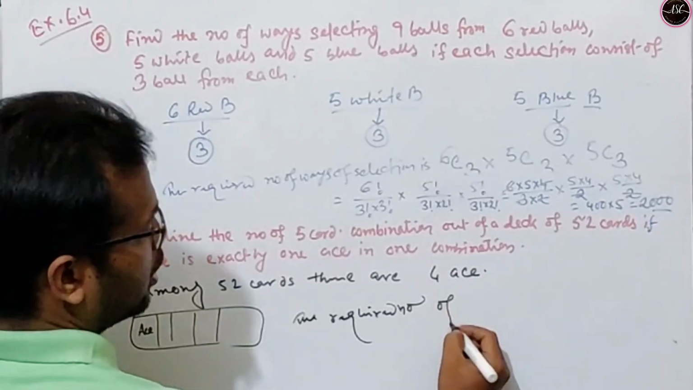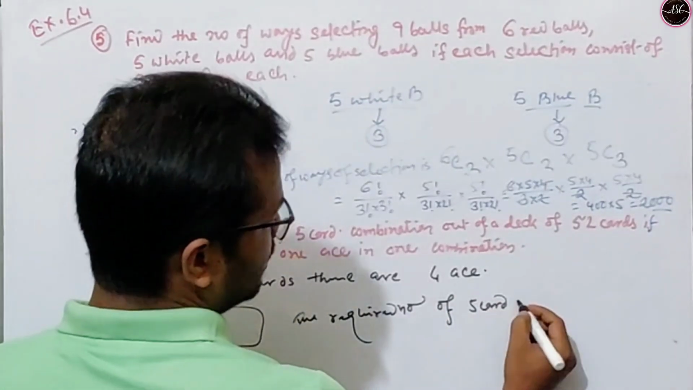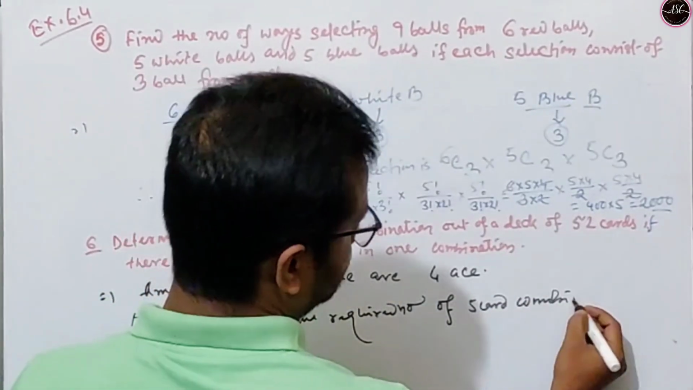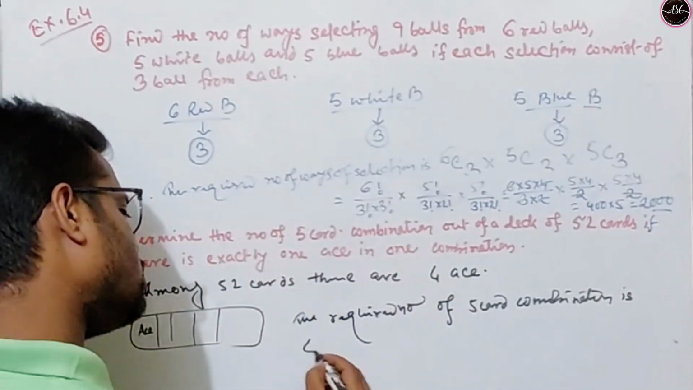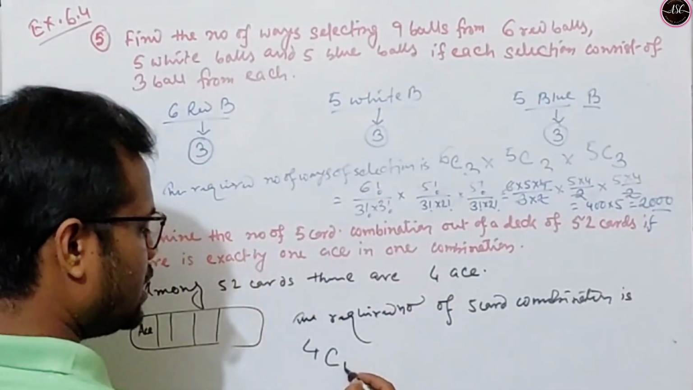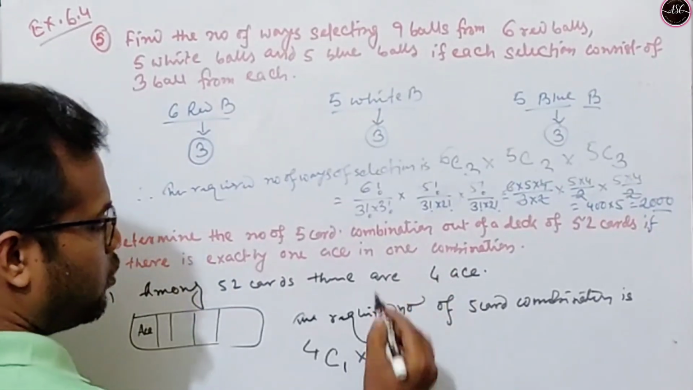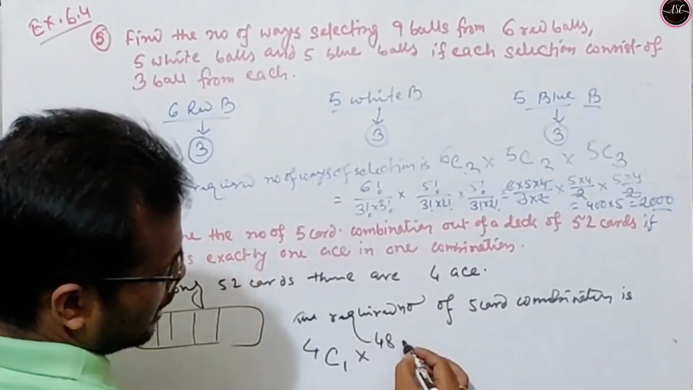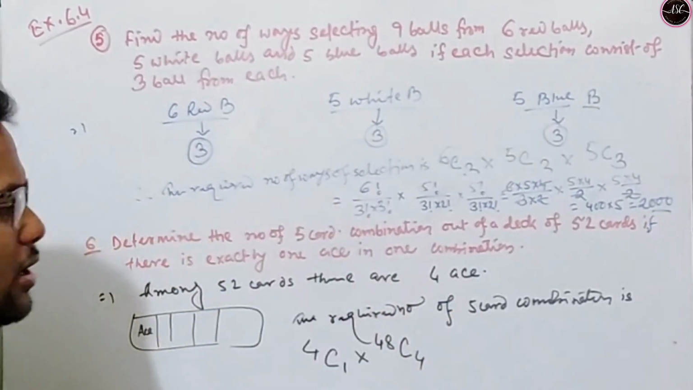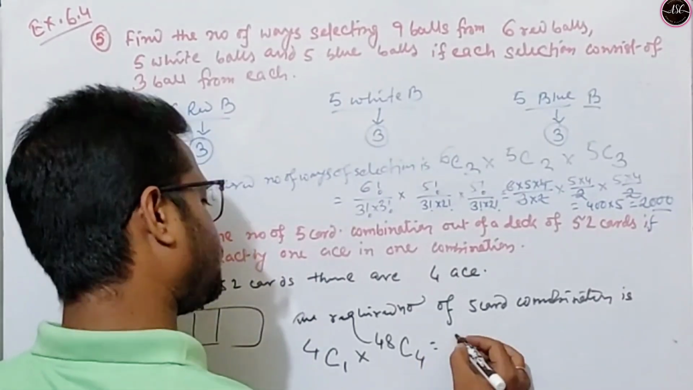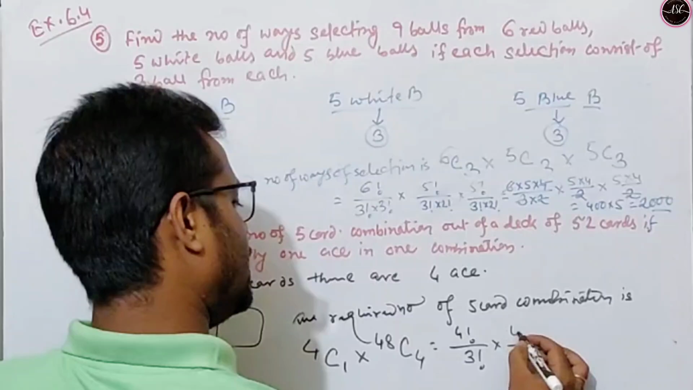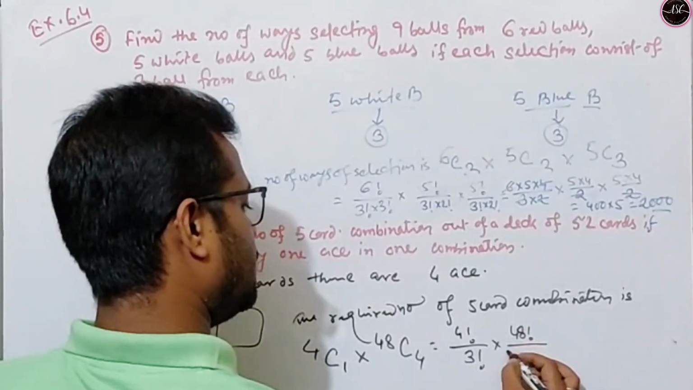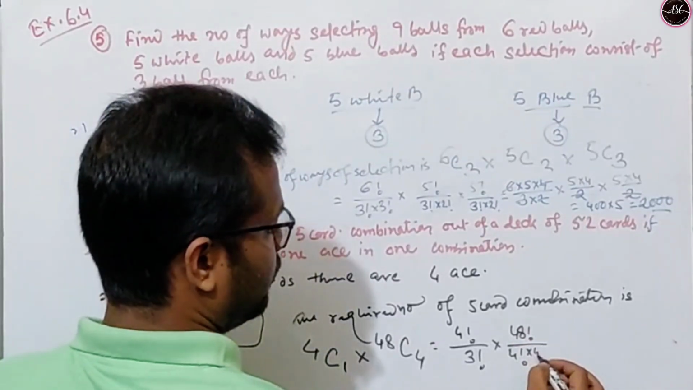Okay, so the required number of 5 card combinations is, here one S card can be chosen from 4, that means 4C1 into, and the rest 4 cards can be chosen from 48C4 ways. Okay, just solve this. 4 factorial divided by 3 factorial into 48 factorial divided by 4 factorial into 44 factorial.